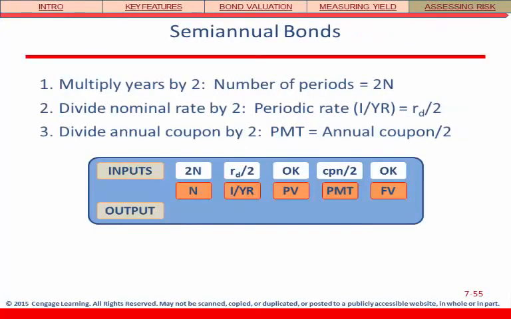Okay, so let's take a real quick look at semi-annual bonds. The only difference here really is that we have gone from annual payments to semi-annual payments. You can use your bond cheat sheet, or you can look at how I've laid it out right here. If you're dealing with years, you would multiply those by 2 to get the number of semi-annual periods. If you've got an interest rate, you divide that by 2 to get the semi-annual periodic rate, or the semi-annual yield to maturity. And if you've got an annual coupon, you would divide that by 2 to get your semi-annual payment.